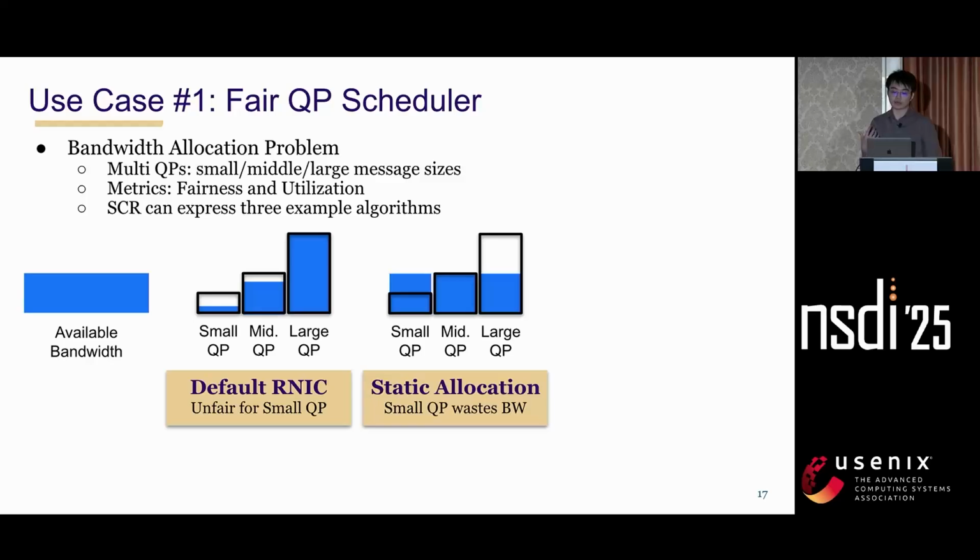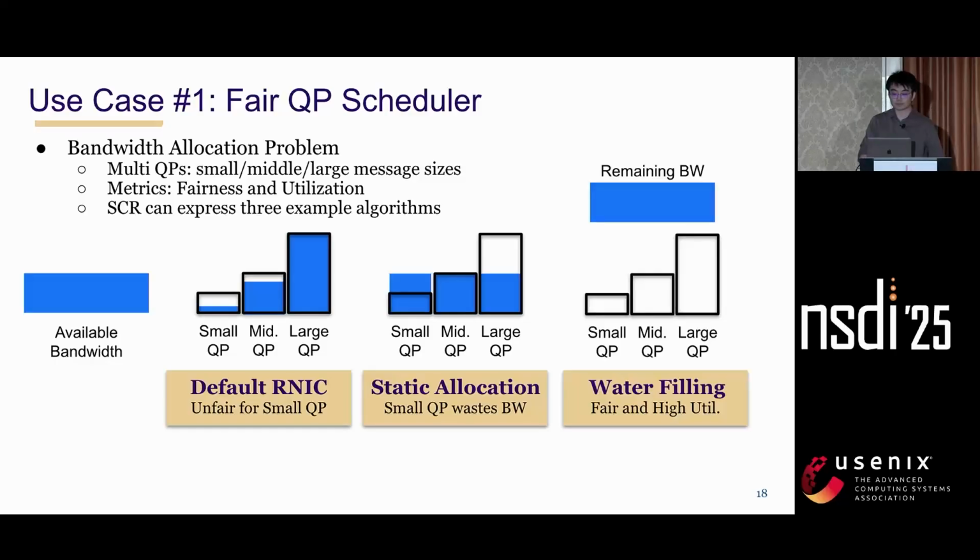Second one is static allocation. We statically and equally control the decay rate for each flow. This is very fair, but it will lead to over-provisioning for small-sized QPs, and it will waste the bandwidth.